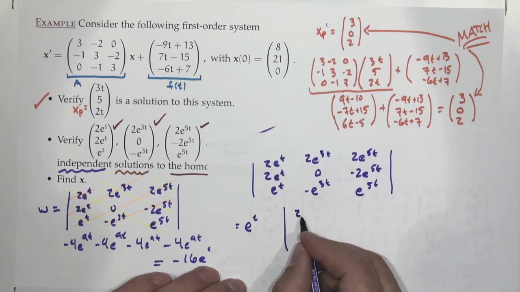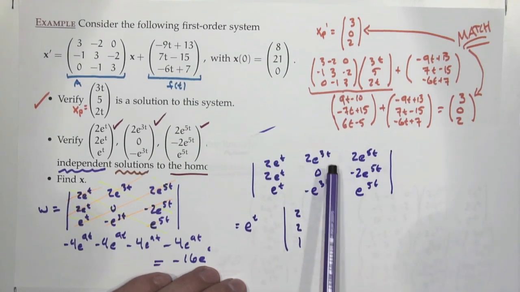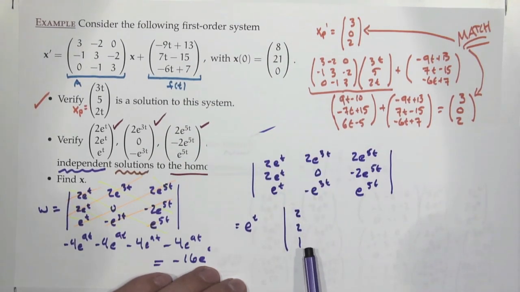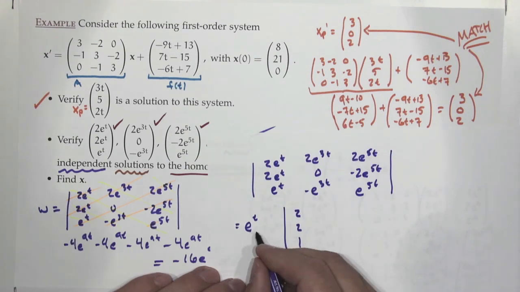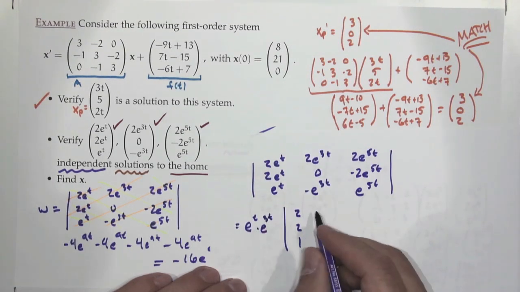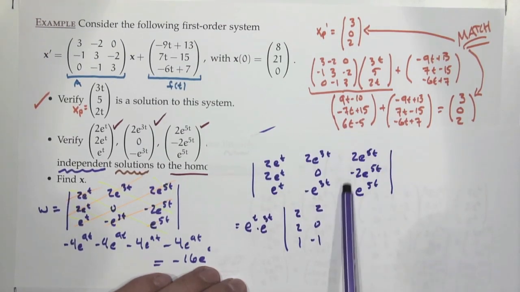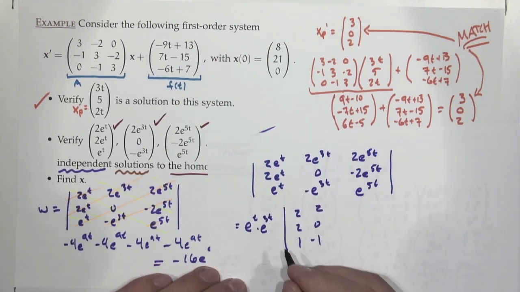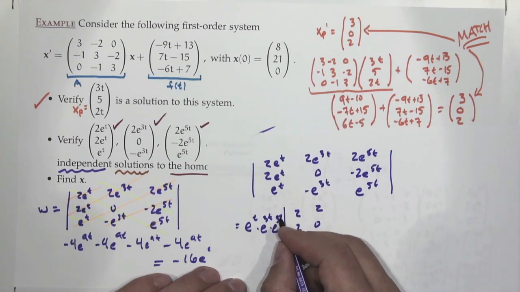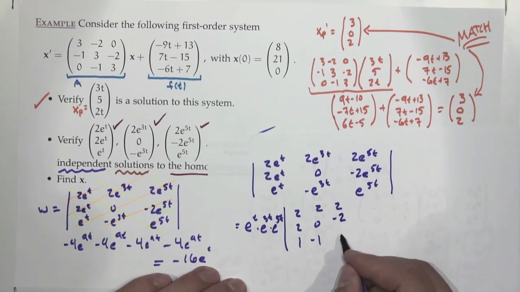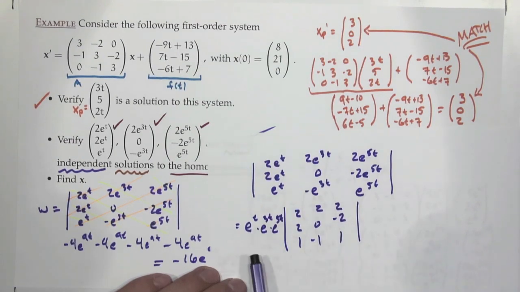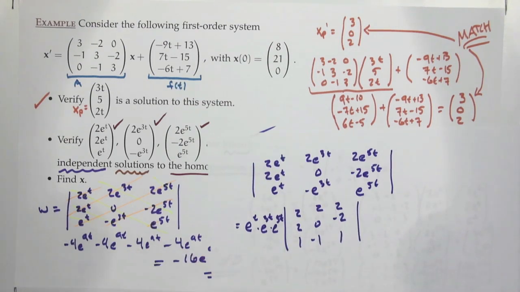And then I'd be left with 2, 2, 1. Is there anything common in the second? E to the 3t. So I could have pulled that out. Is there anything common in the third? E to the 5t. So I could have pulled it out. So e to the t, e to the 3t, e to the 5t is e to the 9t times this determinant, which for some people seems better.